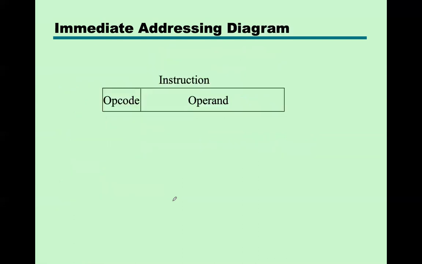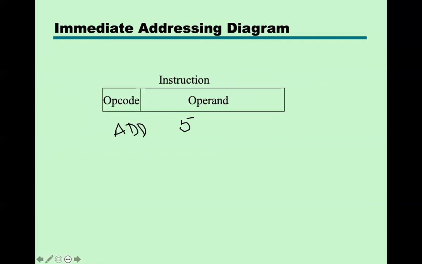Here we have the opcode and operand. The operation code is add, and the operand we specified here is 5. So what does it mean? It will add the operand 5 to the accumulator. This is the meaning of this instruction, and this is the immediate addressing mode.